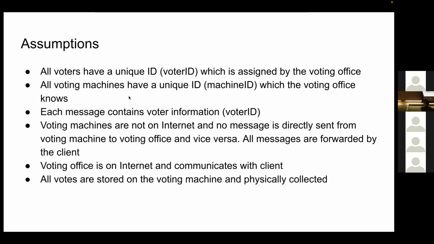There were a few assumptions that we made while working on the project. All the voters and the machines have a unique ID assigned to them by the voting office, the voter ID and the machine ID. Each message contains the voter ID, that is the voter information. The voting machines are not connected to the internet, and no message is sent directly between the voting machine and the voting office. All the messages go through the client. The voting office is on the internet and communicates with the client. At the end of the entire procedure, the votes are physically collected from the voting machine.